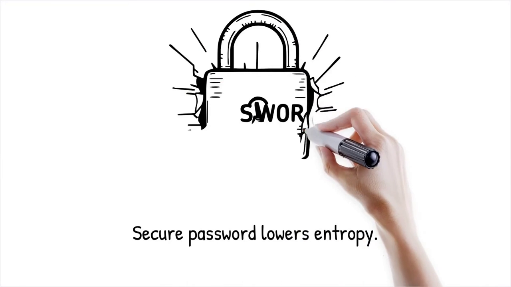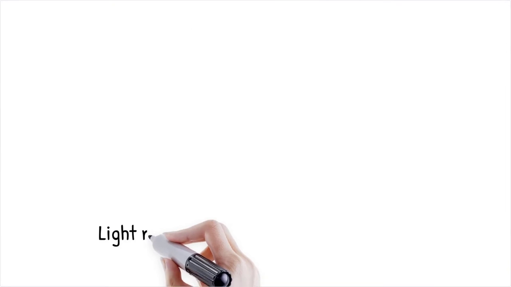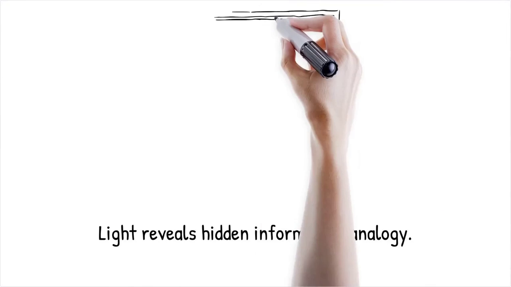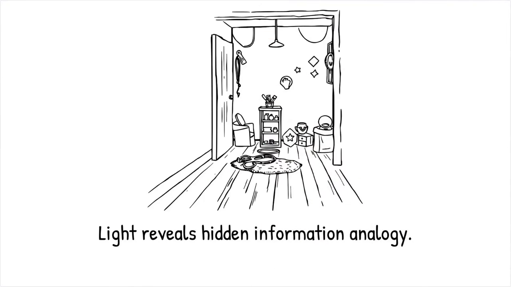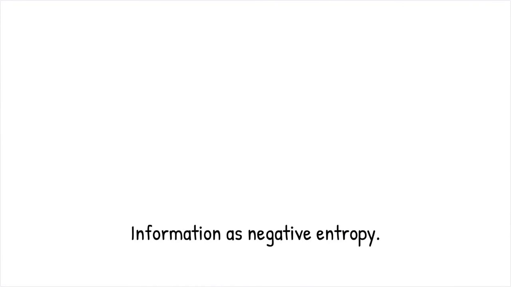Receiving a secure password lowers entropy by revealing a previously unknown and unpredictable string. It's like turning on a light in a dark room. You reveal what was hidden. Information can be considered negative entropy, or negentropy, because it imposes structure and reduces disorder.